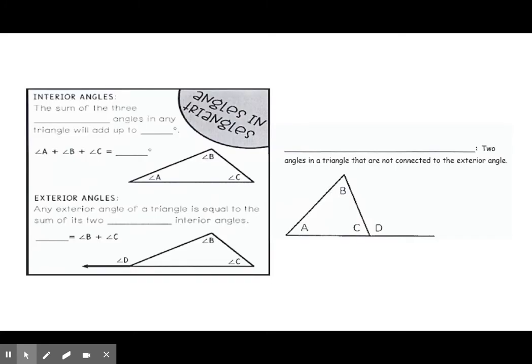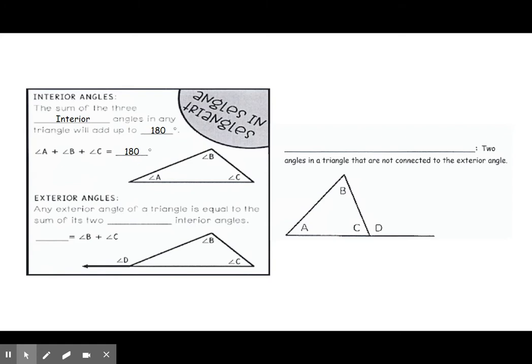All right, so here we've got a triangle. If you look at the top, it says interior angles. Remember, interior means inside. The sum of the three interior angles in any triangle will add up to 180 degrees. This is kind of a review on triangles. I've got three interior angles, in this case angle A, angle B, and angle C. If I add them up, we will always get 180 degrees, no matter what the triangle looks like, as long as it has three sides and three interior angles.